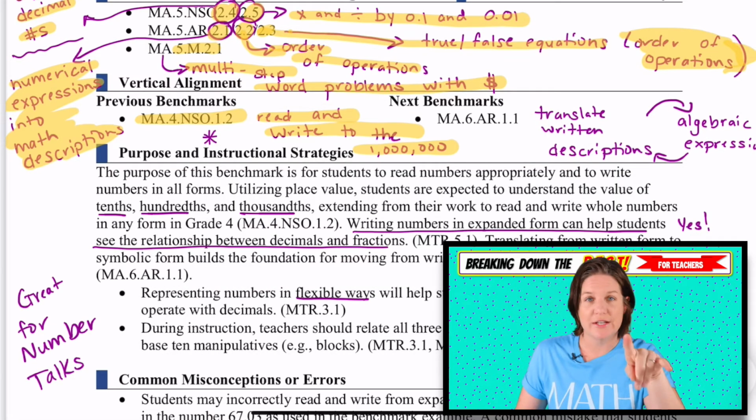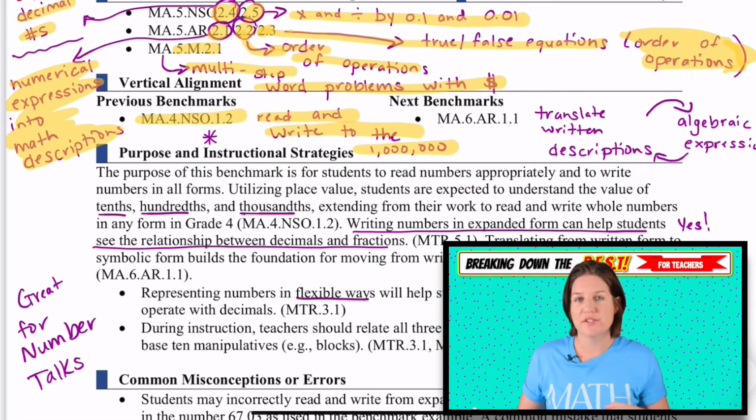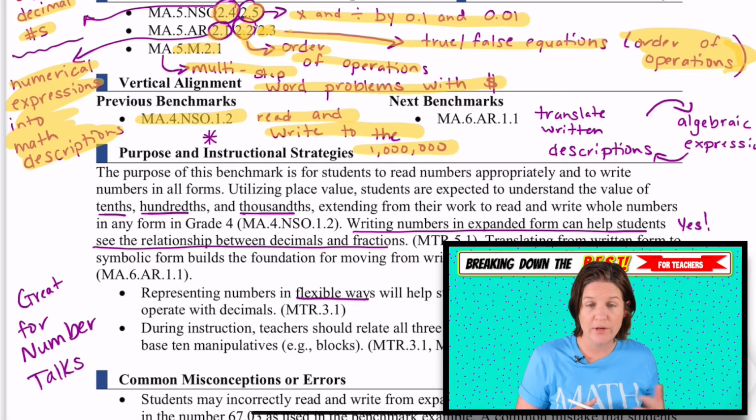Actually, that is not true. Hang on, let me clarify. This is the first time where they have a standard specific to reading and writing numbers with decimals. They should have done decimal work last year in 4th grade.